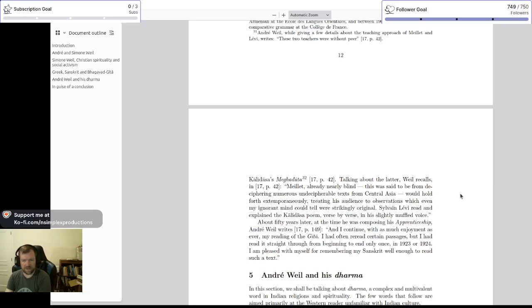About 50 years later, at the time he was composing the Apprenticeship, Weil writes, "I continue with as much enjoyment as ever my reading of the Gita. I often had reread certain passages, but I had read it straight through from beginning to end only once, in 1923 or 24, and I am pleased with myself for remembering my Sanskrit well enough to read such a text."